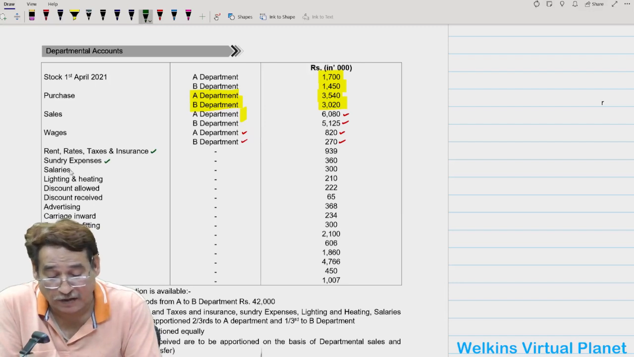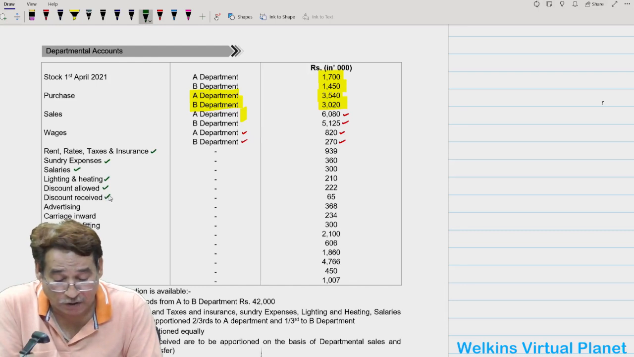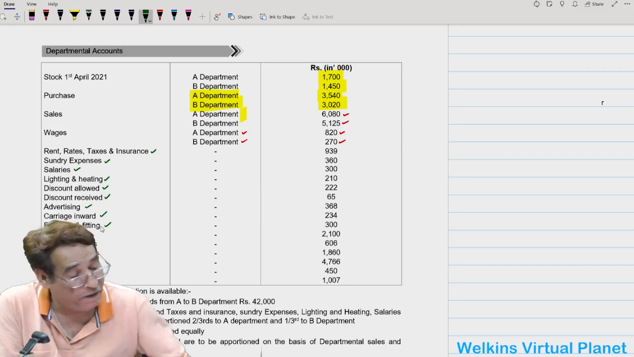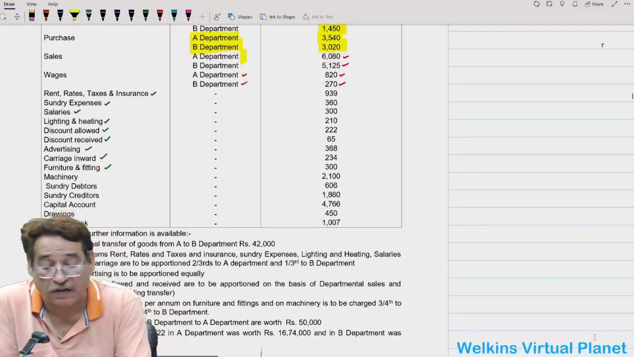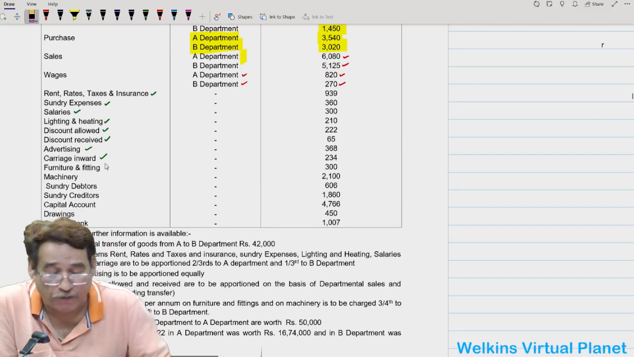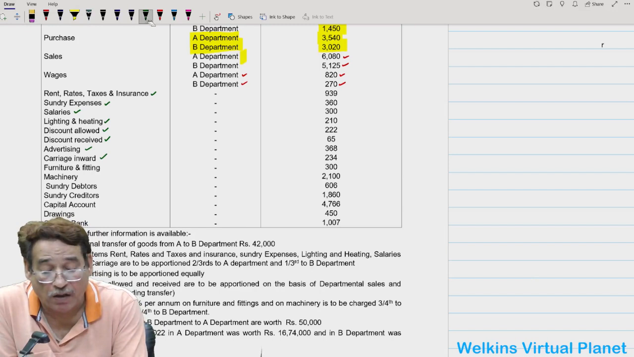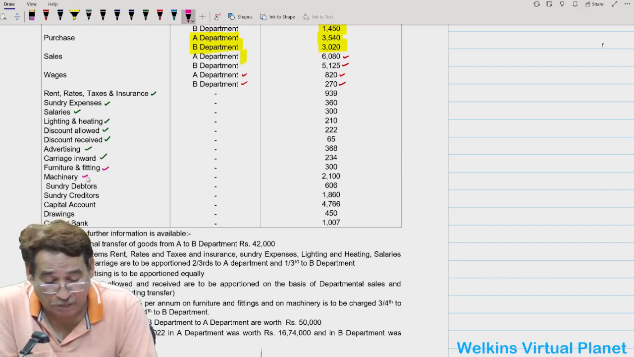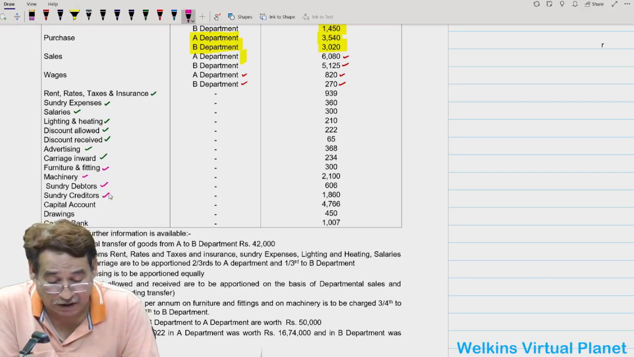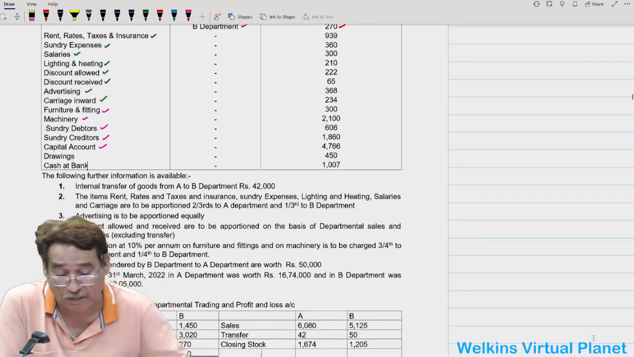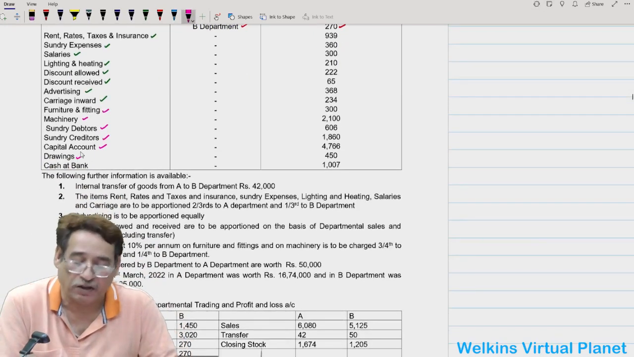Similarly, we will have to divide sundry expenses, salaries, lighting and heating, discount allowed, discount received, advertising, carriage inward. Furniture and fittings, sorry, is an item of the balance sheet, so it will not be written in the departmental trading and profit and loss account. Obviously, this item will figure in the balance sheet. Machinery will figure in the balance sheet. Debtors and creditors will also find place in the balance sheet. Capital and also drawings you have been given, all these items will find place in the balance sheet, and also cash at bank.